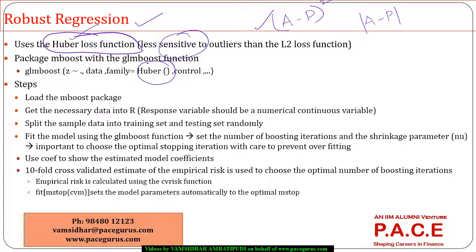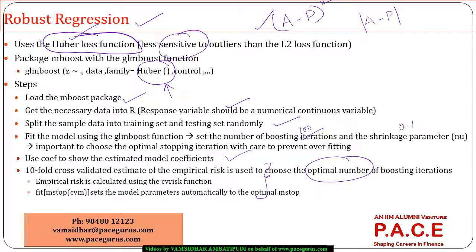And even here we are using the method Huber as a part of the family, and the rest all remains the same. If you quickly look at it, we have loaded the package, got the data, training and testing data. We have fitted the model using GLM boost. We have set how many boosting iterations initially, what the shrinkage parameter is, got the coefficients of the model, and done the tenfold cross validation, which will help me in identifying the optimal number of boosting iterations required.